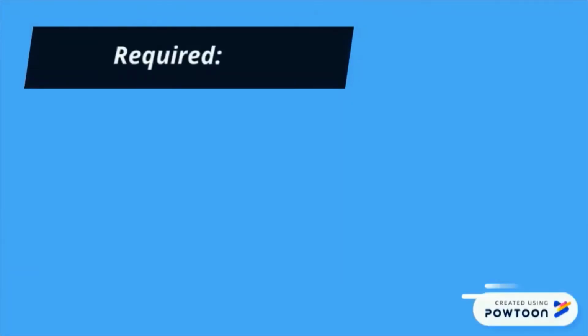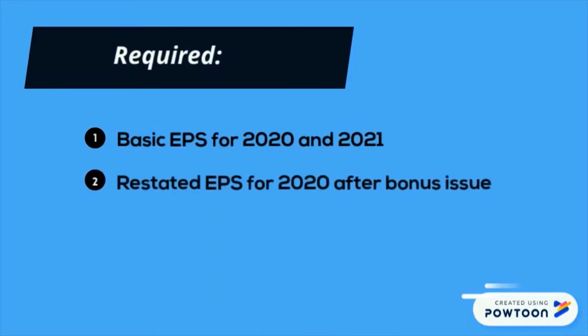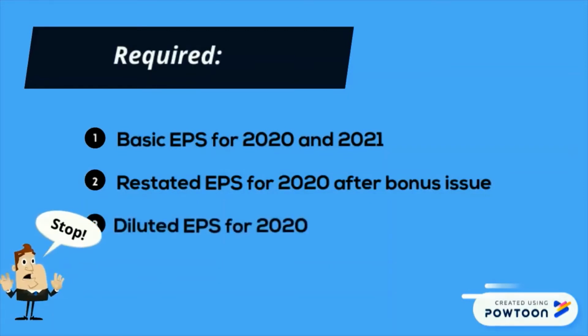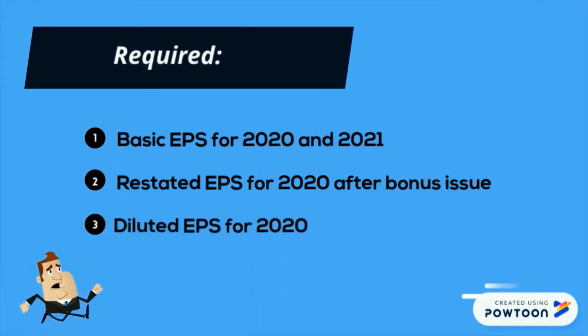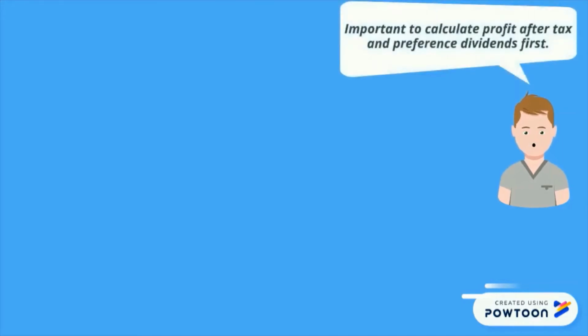We are required to calculate the following: the basic EPS for 2020 and 2021, the restated EPS for 2020 after bonus issue, and the diluted EPS for 2020. We will go through the detailed calculation for each. To calculate basic EPS, we must first calculate profit after interest, tax and preference dividends.